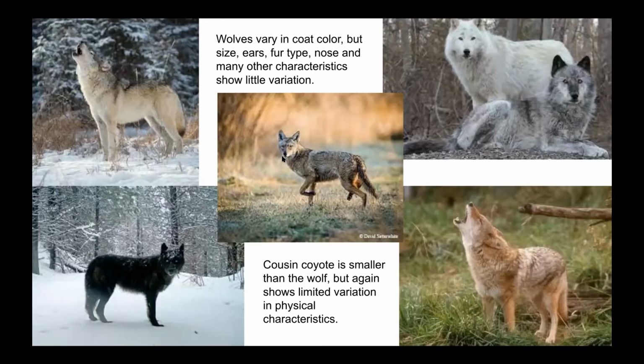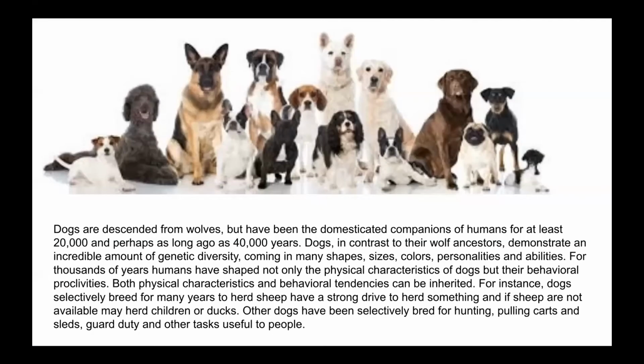Cousin Cody, okay, this looks pretty similar, okay? Pointy ears, pointy nose, smaller than wolf. But again, limited physical variation in the physical traits, except for kind of color. Everything else is pretty much the same for a wolf. However, then we turn to dogs, our favorite animal, our favorite domestic animal. And dogs are descended from wolves. Okay? But look how different they look.